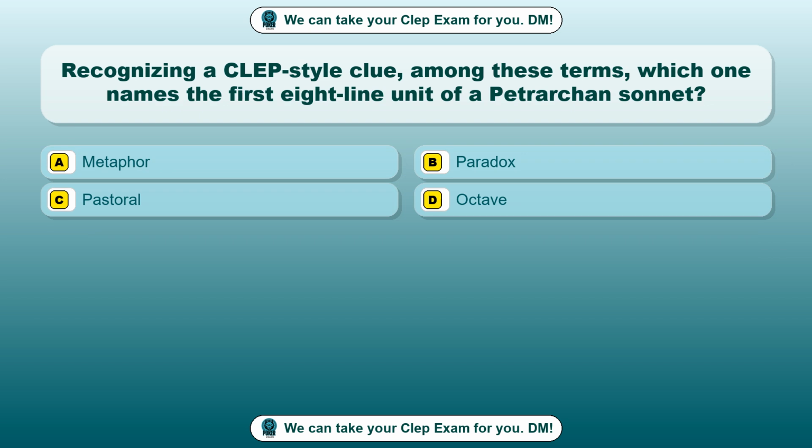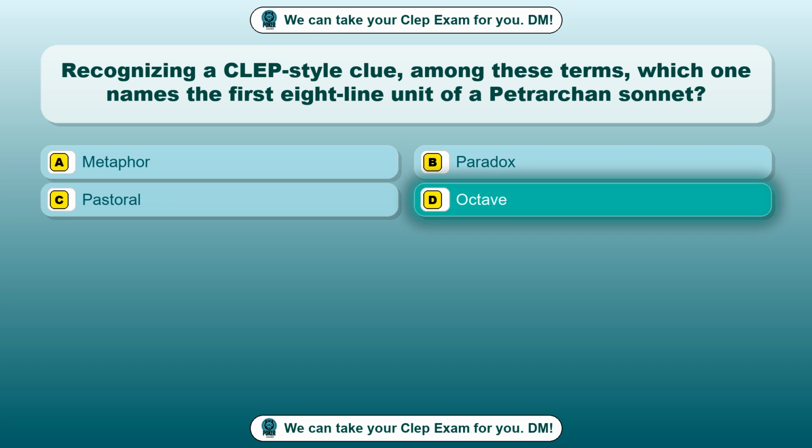Question 76. Recognizing a CLEP-style clue. Among these terms, which one names the first 8-line unit of a Petrarchan sonnet? Option A. Metaphor. Option B. Paradox. Option C. Pastoral. Option D. Octave. The correct answer is option D.